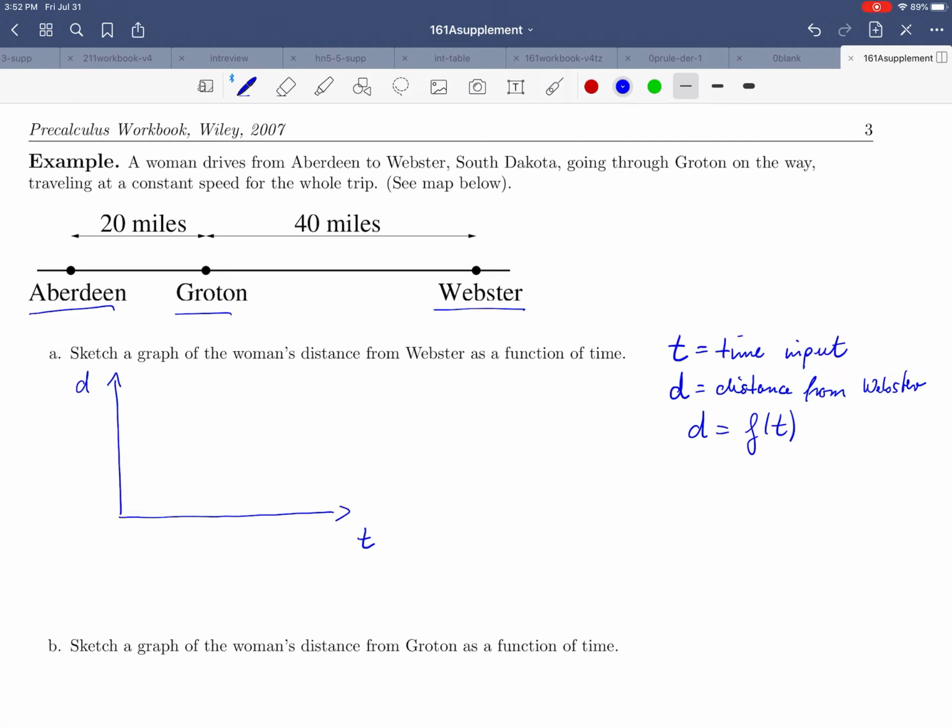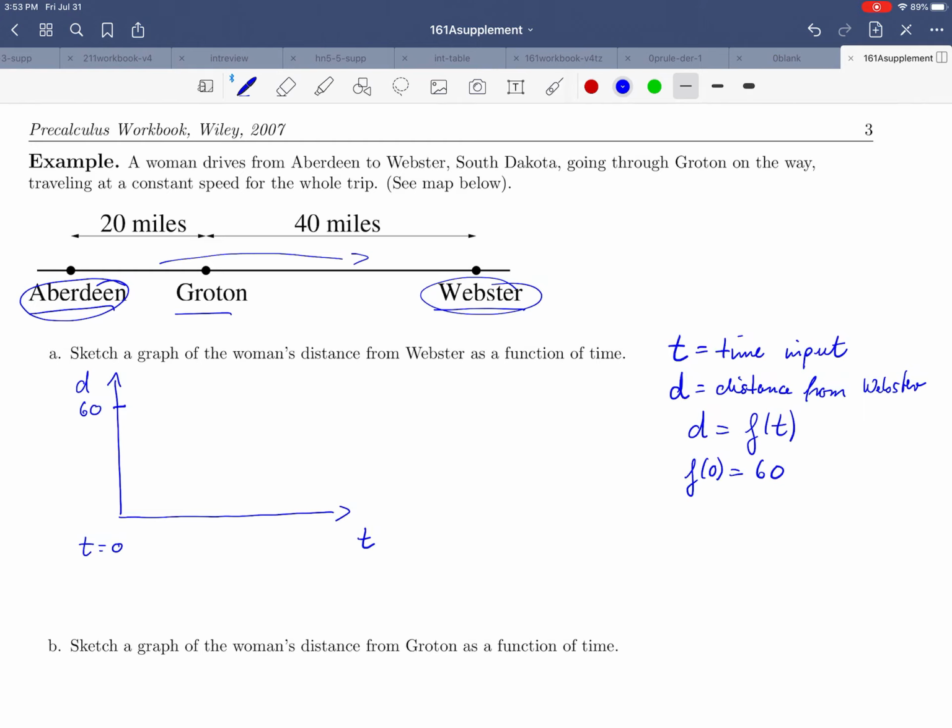We just know that the woman starts out. Where does she start out? She starts out in Aberdeen, right here, and she's driving towards Webster, so that is where she is at the end. So at the beginning of this trip, at time t equals 0, she is in Aberdeen, and that is far away from Webster, well, 60 miles. So she is quite a distance away from Webster, and I know how far it is. It's 60 miles. So the distance at t equals 0 is 60. I actually know that. f of 0 is equal to 60.